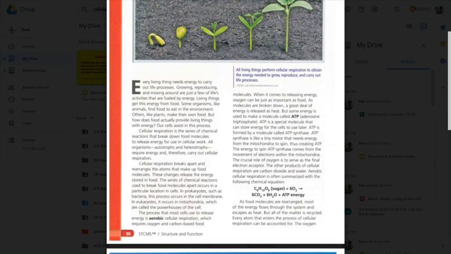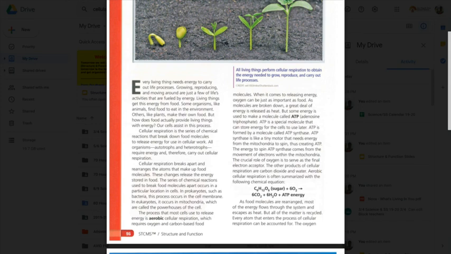Every living thing needs energy to carry out life processes. Growing, reproducing, and moving around are just a few of life's activities that are fueled by energy. Living things get this energy from food. Some organisms, like animals, find food to eat in the environment. Others, like plants, make their own food. But how does food actually provide living things with energy?